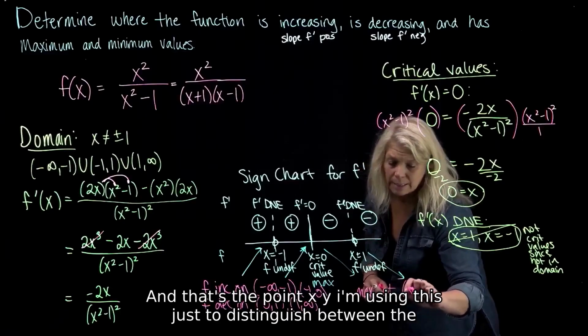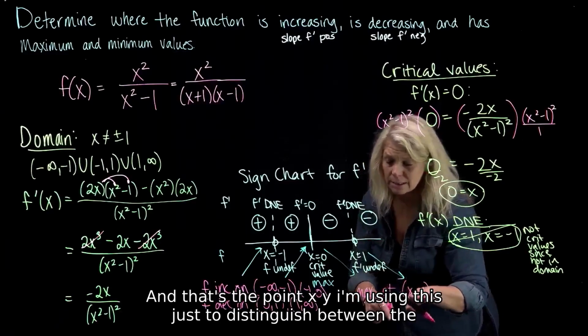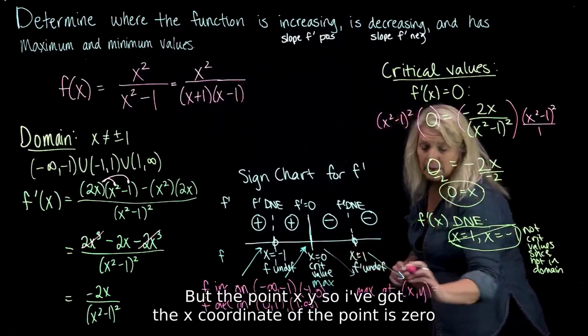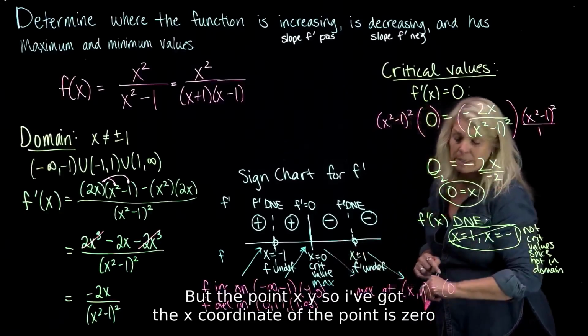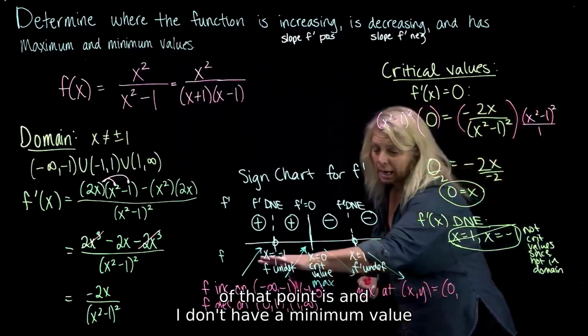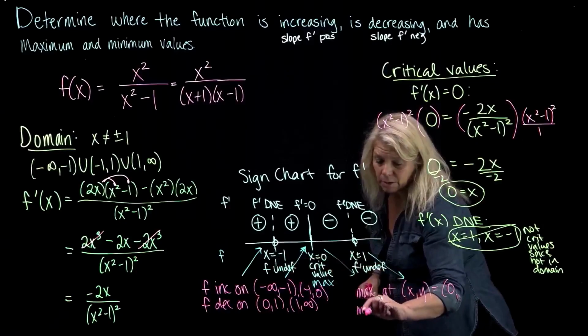And that's the point x, y. I'm using this just to distinguish between the intervals that look almost alike. But the point x, y, so I've got the x coordinate of the point is 0, and then I'll have to think about what the y coordinate of that point is. And I don't have a minimum value.